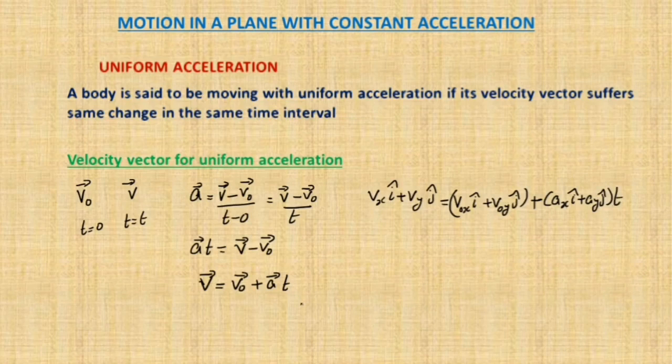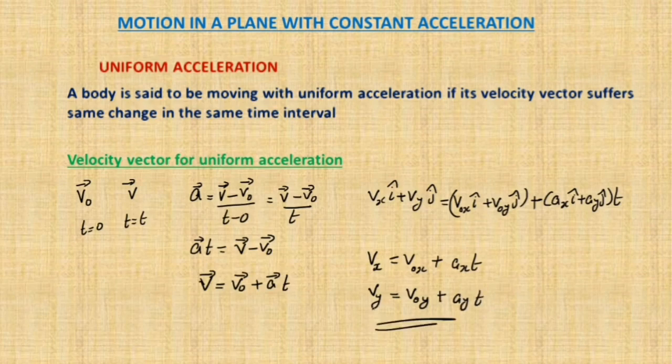If you compare the coefficients of i cap and j cap on both sides, we can write for the i term: Vx is equal to V0x plus ax into t. In the same way, for the y component, Vy is equal to V0y plus ay into t. From these equations we conclude that motion in a plane, that means two-dimensional motion, can be treated as two separate simultaneous one-dimensional motions with a constant acceleration along two perpendicular directions.